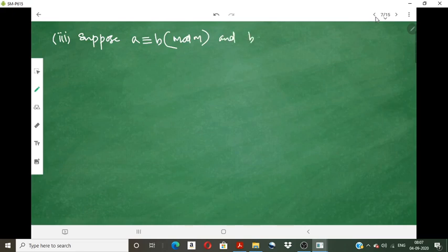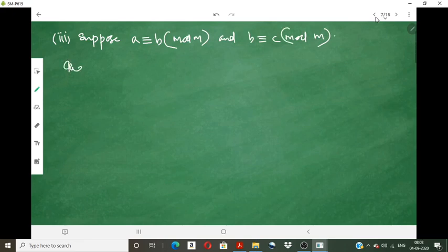Now, the remaining is the transitive property. So for that, assume, suppose A is congruent to B modulo M and B is congruent to C modulo M.